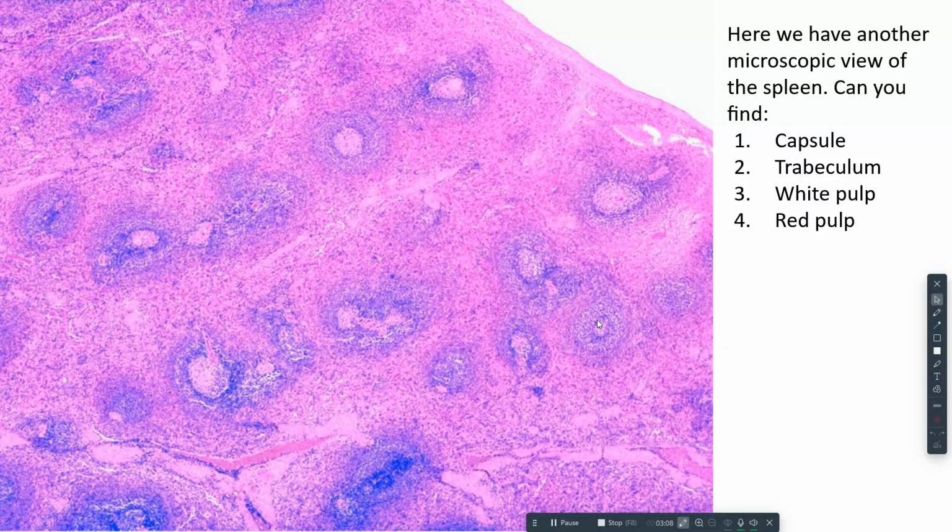All right, another spleen to look at for you. Again, pause this video if you need to, but make sure you can identify the capsule, a trabeculum or two, white pulp, and red pulp.